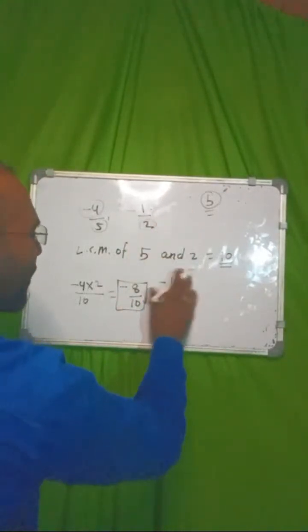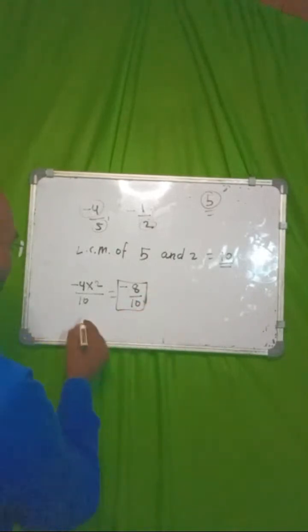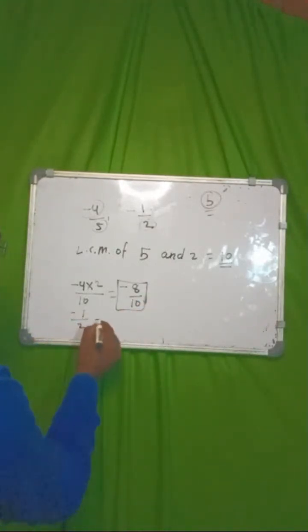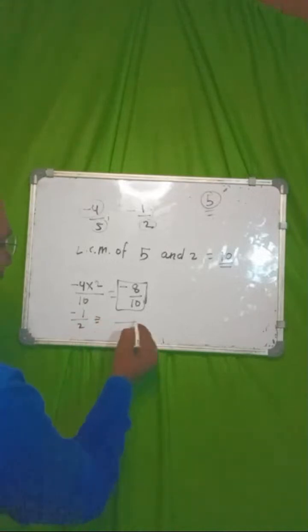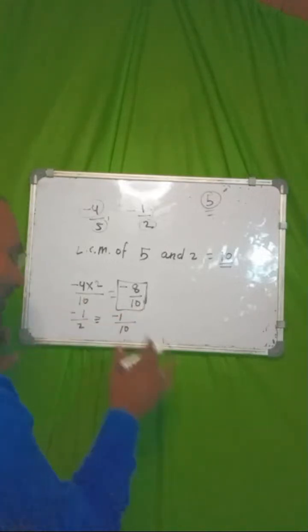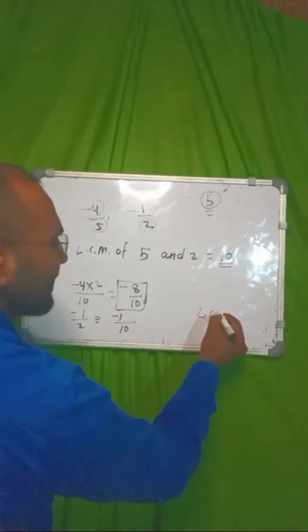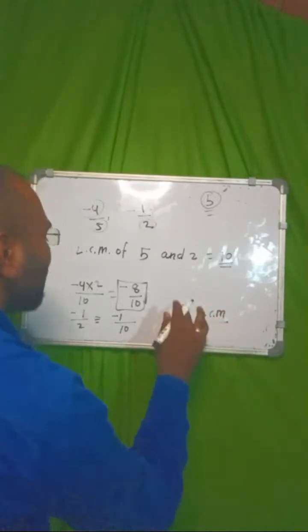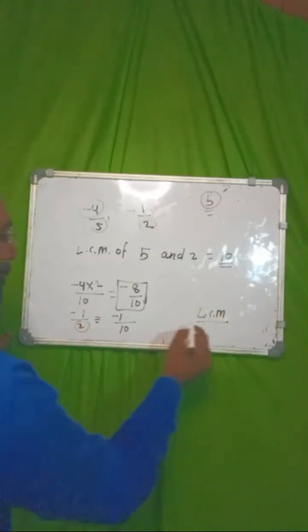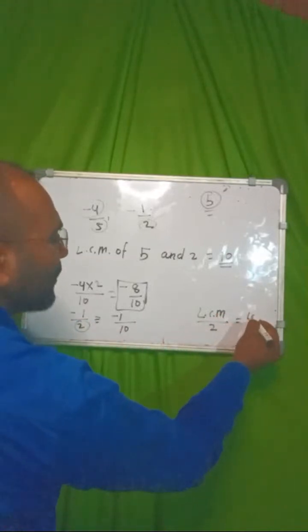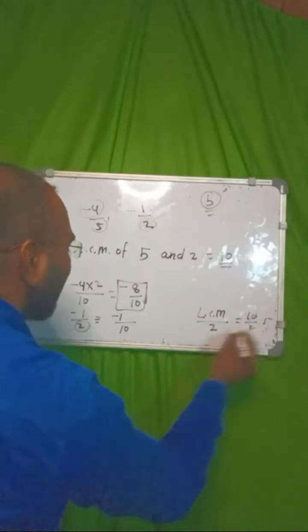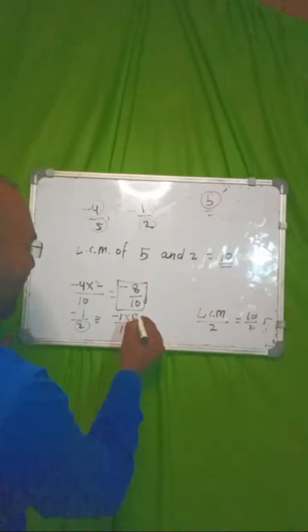So in place of minus 1 divided by 2, what will we write? Minus 1 divided by 2 will be written as how? The denominator will be 10 now, with the same numerator minus 1. Again, LCM divided by denominator. So what's the denominator here? 2. So LCM divided by 2, that is 10 divided by 2, which is 5. So minus 1 will be multiplied by 5.